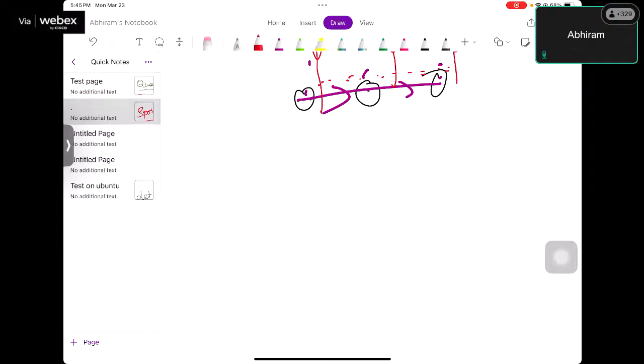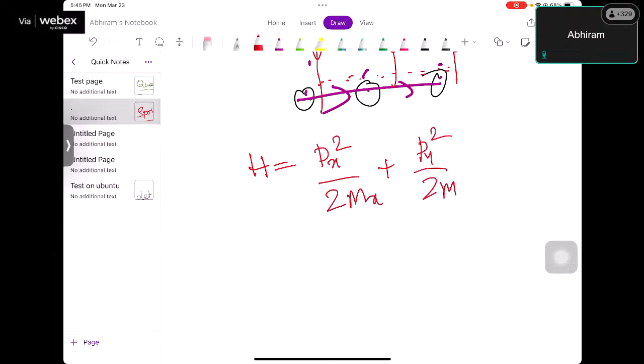So in 2 dimensions, let us take the Hamiltonian. I can write it as px square divided by 2mx plus py square divided by 2my, where mx and my are different. They are not equal. Okay, so that means the effective mass along the x direction and the effective mass along the y direction are different. This is for one kind of electron.